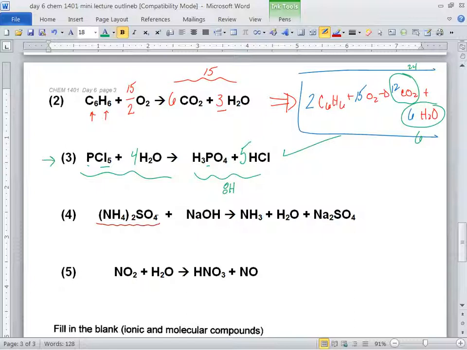Could you multiply just the nitrogen by 2? Yes. You have 2 N's and 8 H's there.